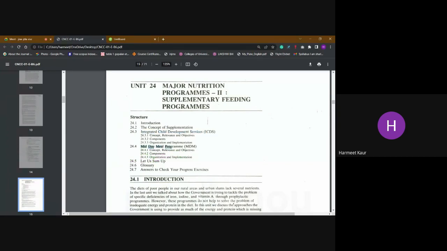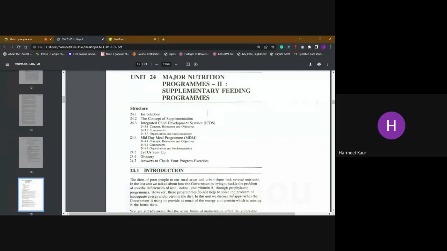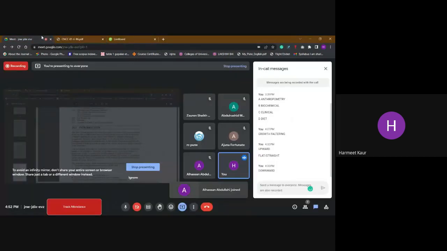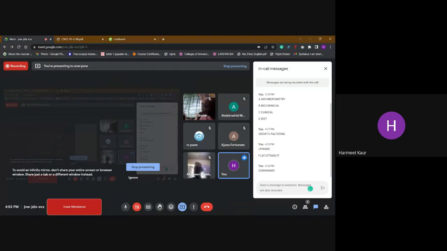Midday Meal Program, that is MDM. Now, why these are known as supplementary feeding programs is that here in India we have very high rates of malnutrition. And this malnutrition is highly prevalent, particularly in the case of our children. So we say that the majority of our children under the age of 5 years are stunted, wasted, underweight, and so on.